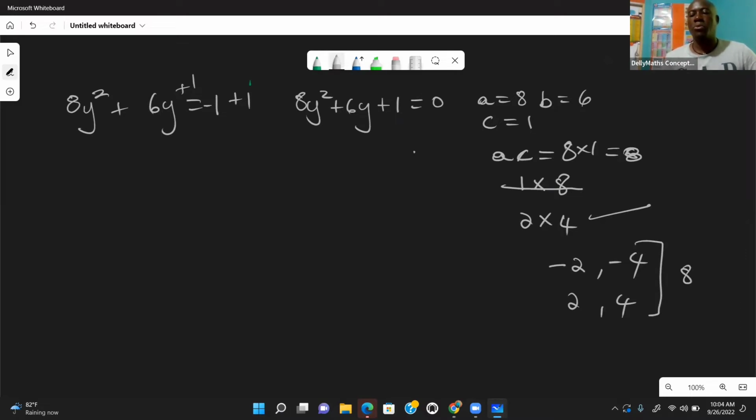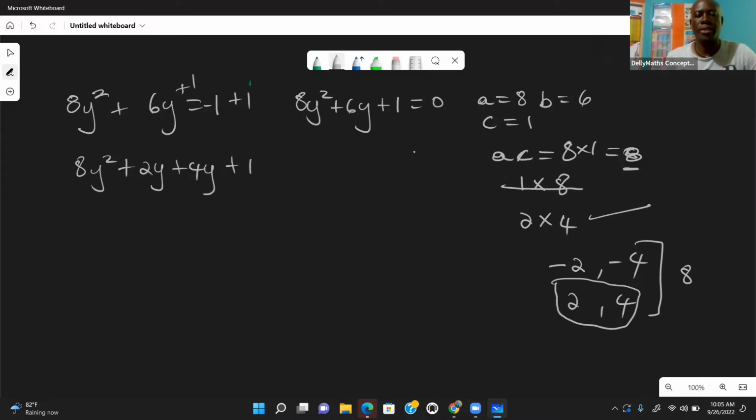So then, we now need to decide which one of these combinations we use. Since AC is positive, let B decide. Whatever sign B has, we're going to be using that pair. So B is positive, so we're going to be using the positive pair. Now let's go. 8y squared plus 2y plus 4y plus 1 is equal to 0.